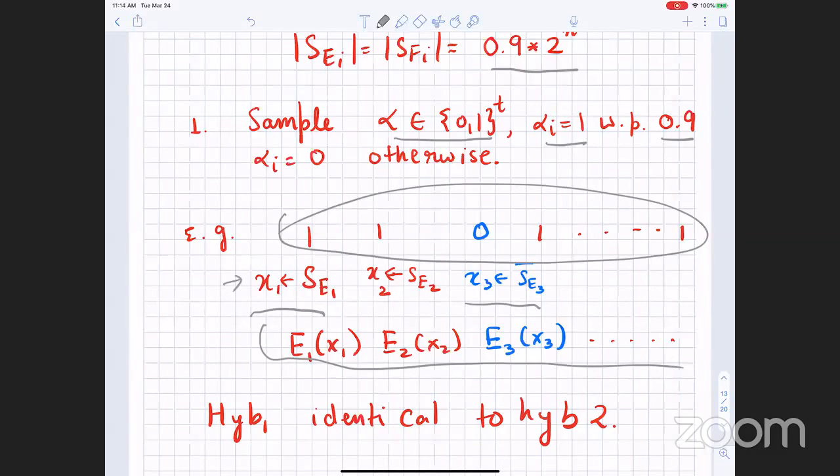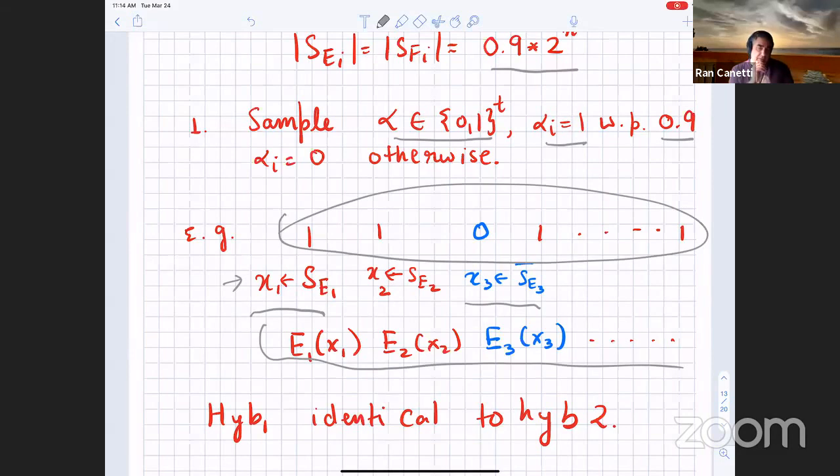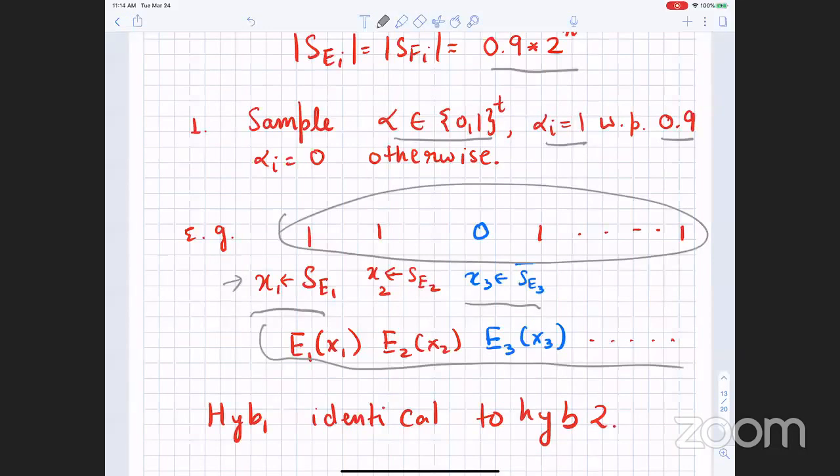Aayush, there is a question here. Can one efficiently sample from SE and SF? No, you can't sample efficiently from SE and SF. There's no guarantee of doing that.